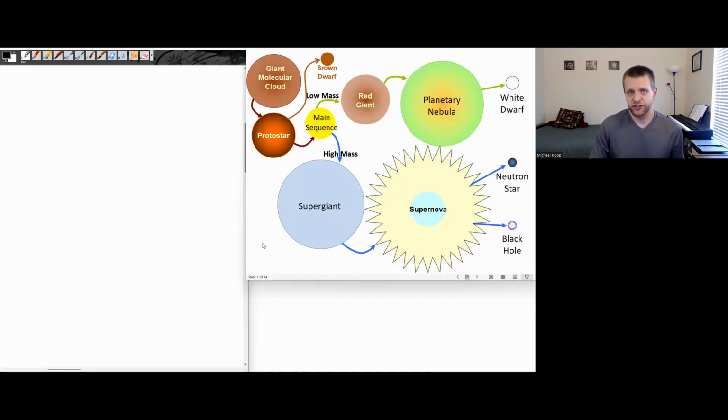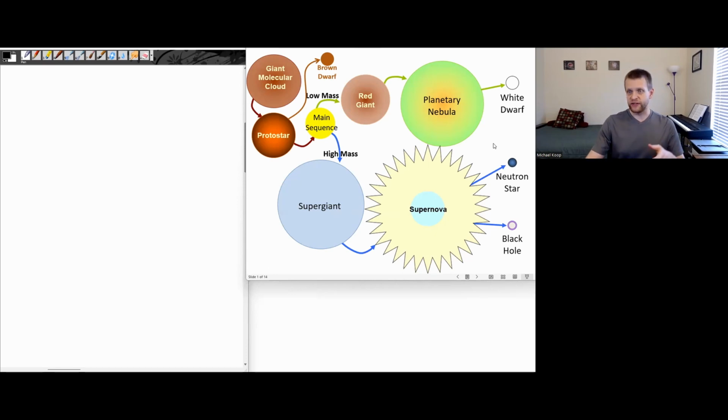So in the last few sessions, we've been talking about different stages of stellar evolution. We talked about star birth, the evolution of low mass stars, the evolution of high mass stars. What we want to focus on for these next couple short sessions are the different types of dead stars.